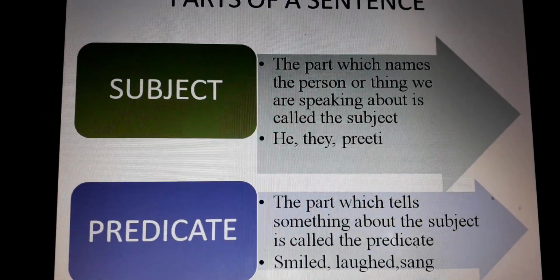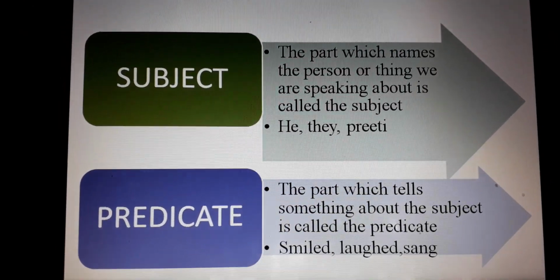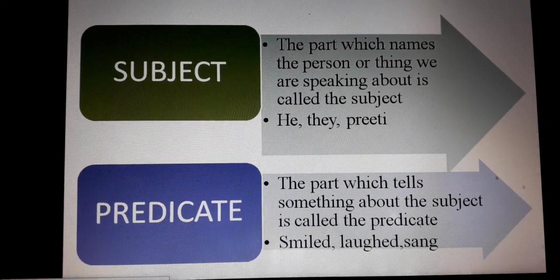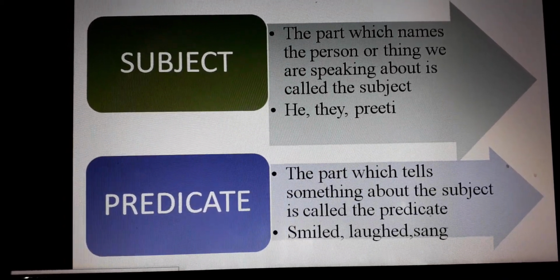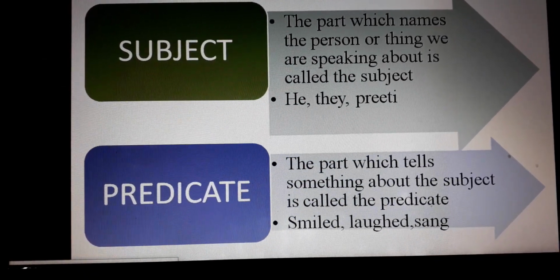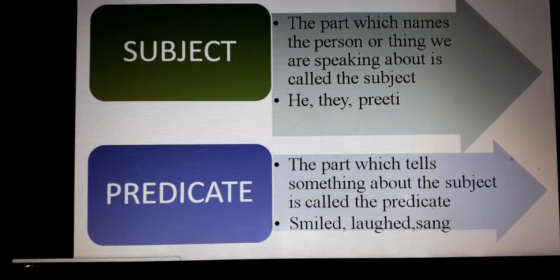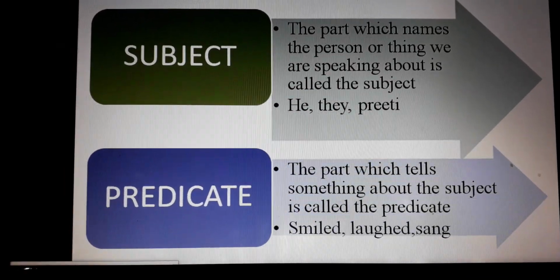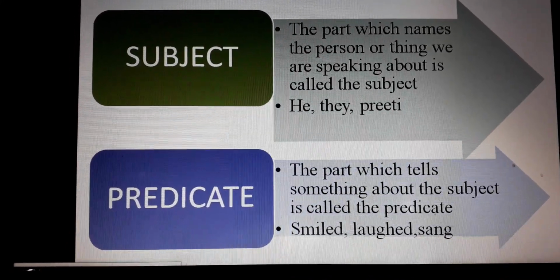So we have discussed parts of a sentence. A sentence is divided into two parts, subject and predicate. Subject names the person or thing we are speaking about, and predicate tells something about the subject. It has a verb and the rest of the sentence, or you can say it has a verb and the object of the sentence. Okay, so I hope this sentence is clear to you. Why we have discussed sentence will be clear to you later.